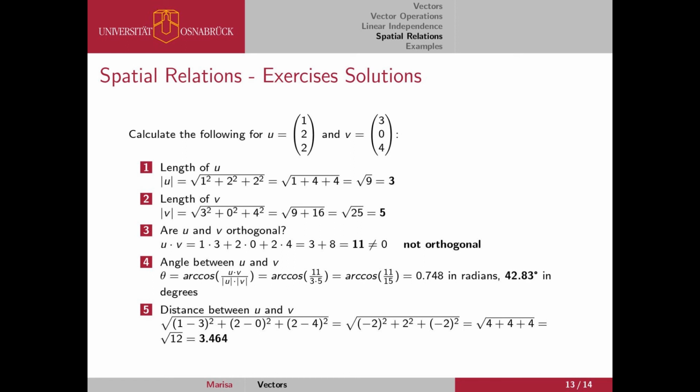And therefore we have to take the square root of 1 minus 3 squared plus 2 minus 0 squared plus 2 minus 4 squared, which is minus 2 squared plus 2 squared plus minus 2 squared, which would be the square root of 4 plus 4 plus 4, which is the square root of 12. And this should be 3.464 in total.